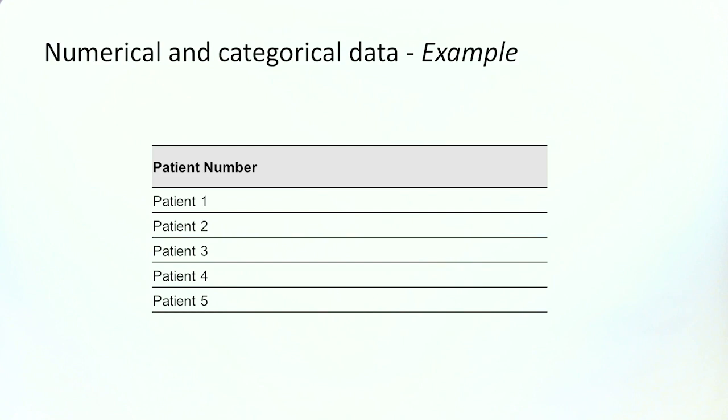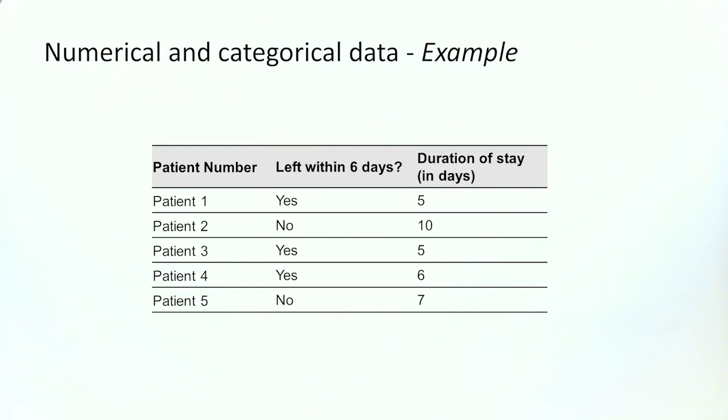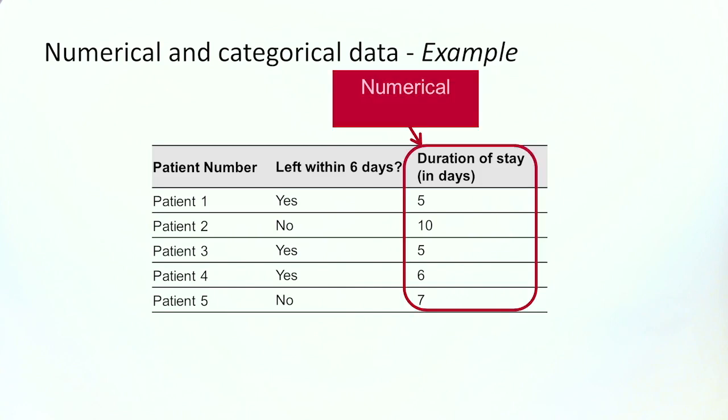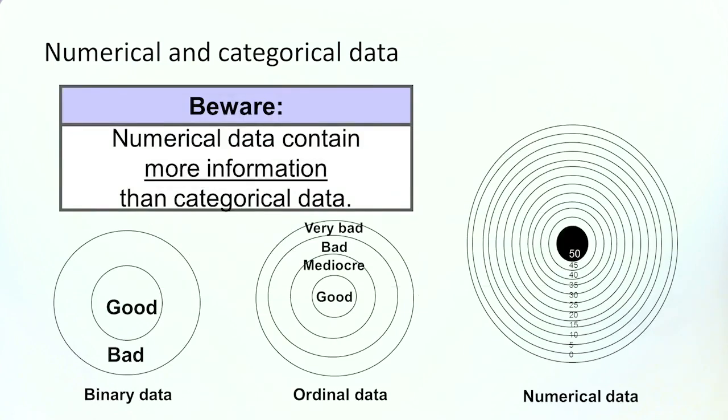You have these first 5 patients. Now you have a choice. You can record if the patients have left within 6 days and you fill in yes or no. What type of data is this? Well, it's binary and categorical data therefore. You could also have recorded how many days the patient was in the hospital. What type of data is that? Well, it's numerical data. With the variable duration, we can always make the data in the yes or no column. However, you can never go back. And that is what I mean with numerical data contains more information than categorical data.